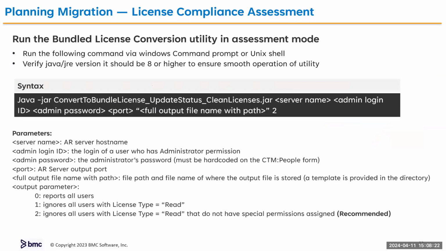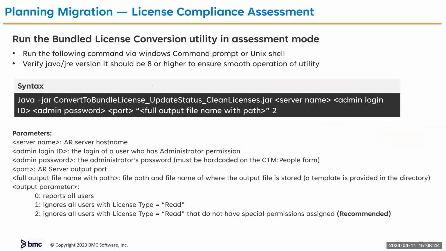This slide is to discuss how to run the bundle license conversion utility in assessment mode. The first step is to run the utility. You can do this through the command line interface, either using Windows command prompt or Unix shell. To execute the utility, you need to pass various parameters to the command.